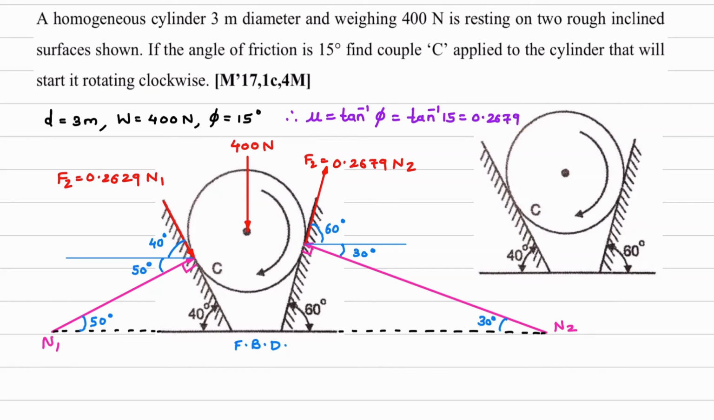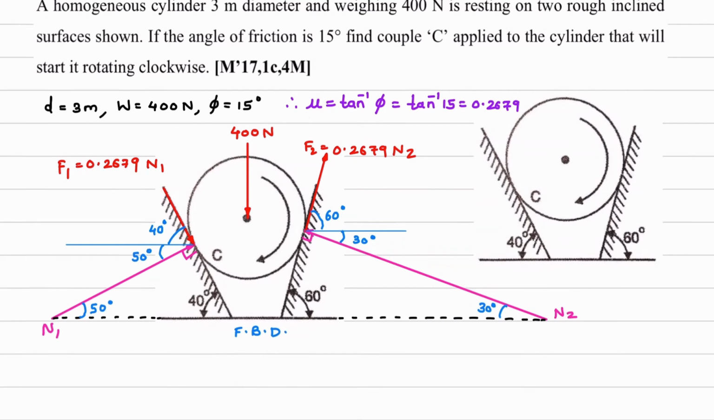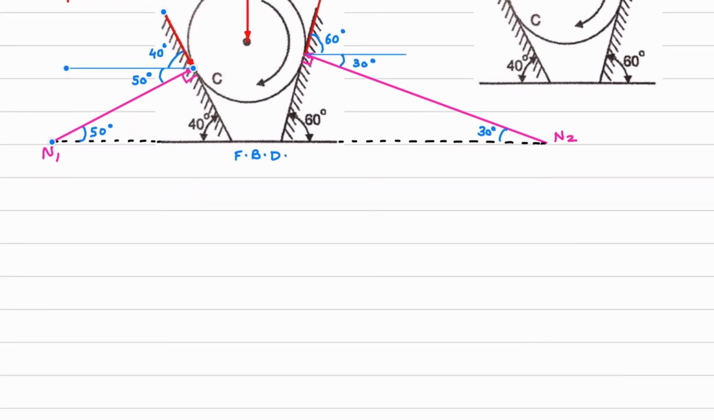So I have shown the direction of friction force, okay, which is opposite to the direction of impending motion of the cylinder. So F2 will be 0.2679 N2 and F1 is mu into N1. Mu is 0.2679 into N1. Now we will apply conditions of equilibrium. Summation Fx equal to 0.